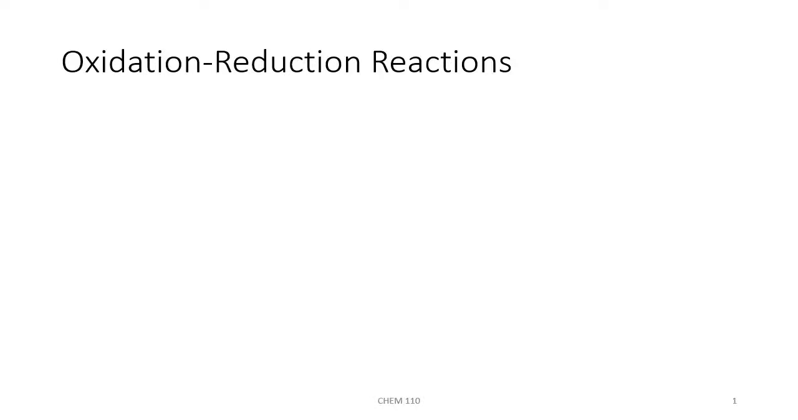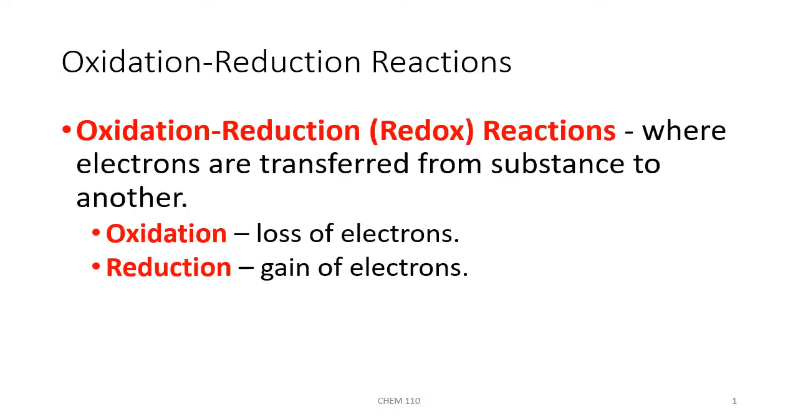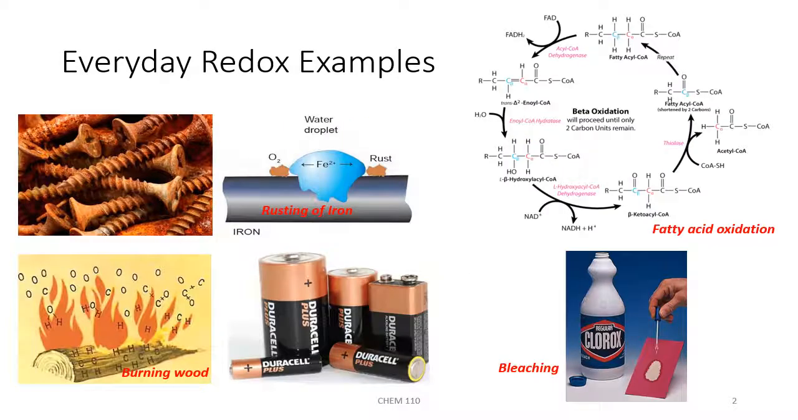The last category of reactions that we're going to learn about are oxidation-reduction reactions. Oxidation reduction is called redox for short, and it's reactions where electrons are transferred from one substance to another. The word oxidation means loss of electrons, and the word reduction means gain of electrons. We're going to want to be able to identify what substances are oxidized and what substances are reduced in order to predict redox reactions. There are many examples of redox reactions all around us every day.